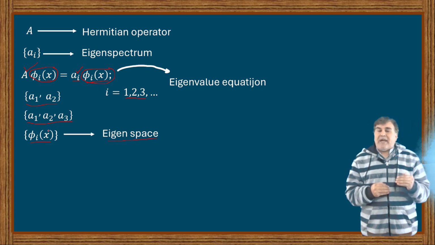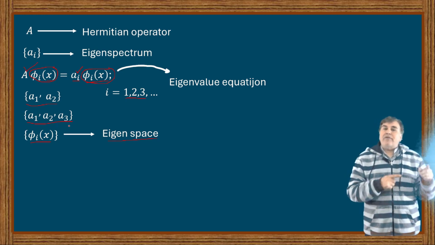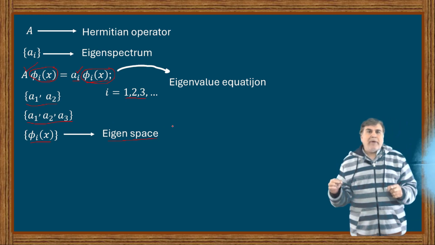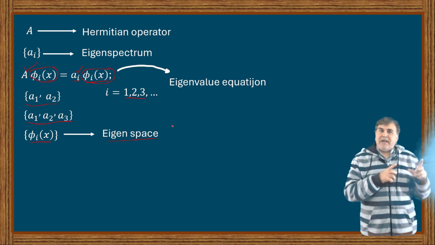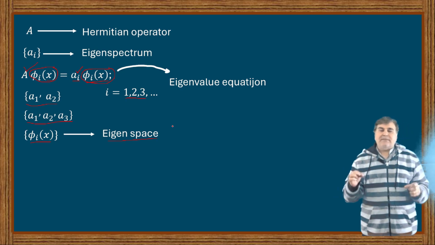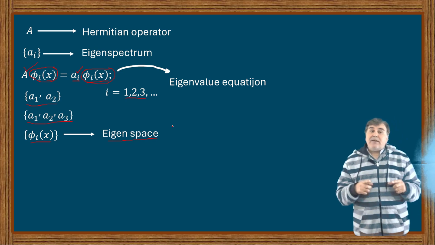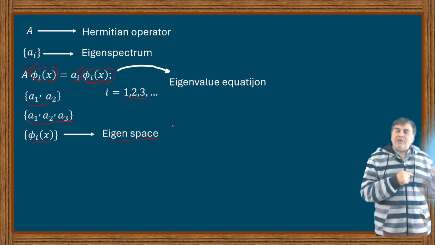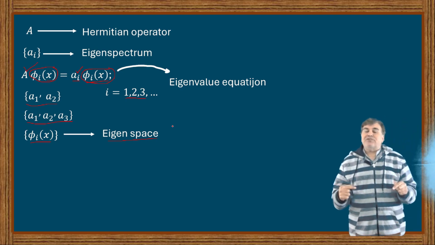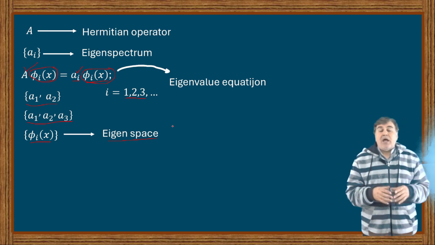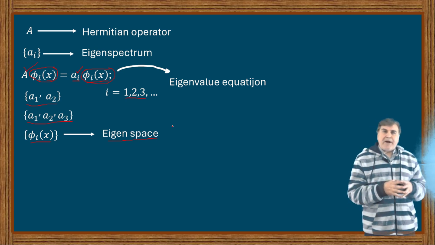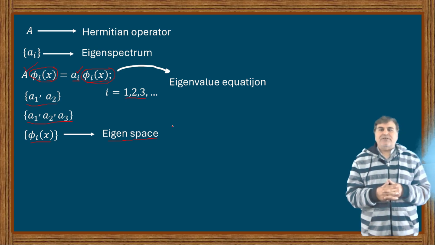So the eigenspace depends on the order of the matrix. If A is a 2 cross 2 matrix, then the eigenspace is two-dimensional and we would have two possible eigenfunctions. Similarly, if the operator is a 3 cross 3 square matrix, then the set of eigenfunctions consists of three functions, and we say that the space of the operator is spanned by three eigenfunctions.